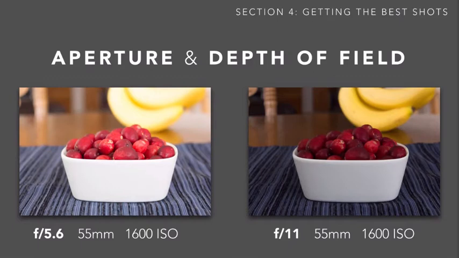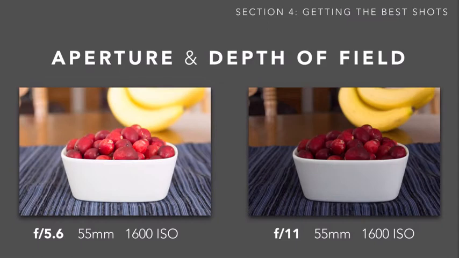So notice what two things changed from the first picture to the second. Obviously the second one is darker, because there's a smaller opening and less light is getting in. But notice the background and the bananas. That is the depth of field. Whereas with this larger aperture on the first picture, you can see that only the cranberries are in focus, and as we start to get to the background, things get much more blurry.